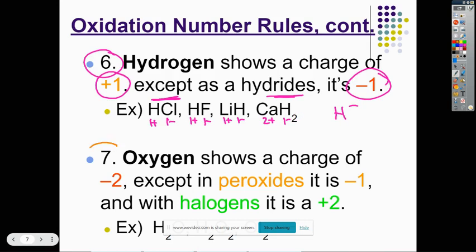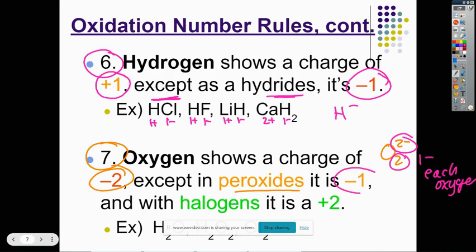Rule number 7, oxygen shows as a charge of 2 minus, except if it's peroxide. Remember, peroxide is O2 2 minus. So if you divide out each one of the oxygens, it makes a total of a 1 minus for each oxygen there. So that's your 1 minus. And if oxygen is bonded to a halogen, it will be a 2 plus because the halogens will be the more electronegative and get the actual charge.